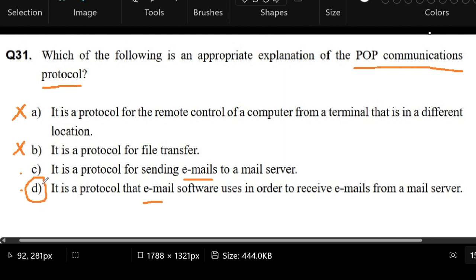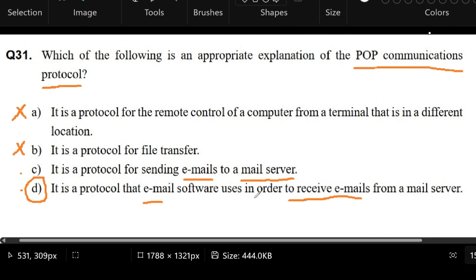It's because I was thinking, do we really send emails to a mail server? Or do we send emails to another person's inbox via the mail server? Letter D is saying that it's an email software which can use the protocol to receive emails from a mail server. So it seems like someone sends you an email, it goes to the mail server, and then from the mail server, you receive the email, and that's how you get it in your inbox. So the last letter D made a lot more sense to me.